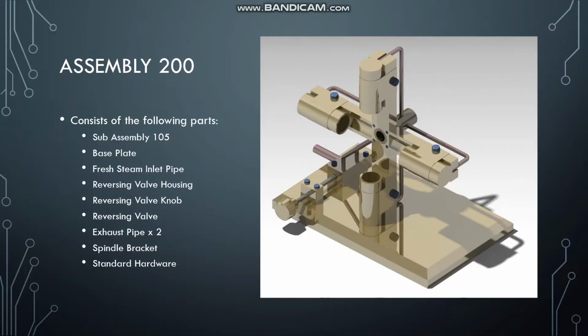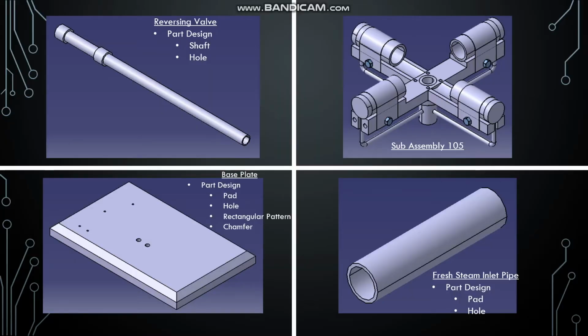Here you see assembly 200. Assembly 200 consists of a subassembly 105 that we went over before, base plate, fresh steam inlet pipe, reversing valve housing, reversing valve knob, reversing valve, 2 exhaust pipes, spindle bracket, and various standard hardware. Broken apart here, we see that the reversing valve made in part design utilized shaft and hole tools.